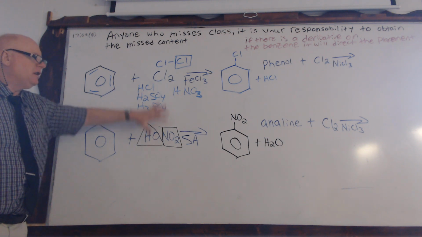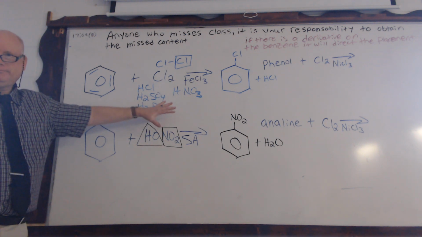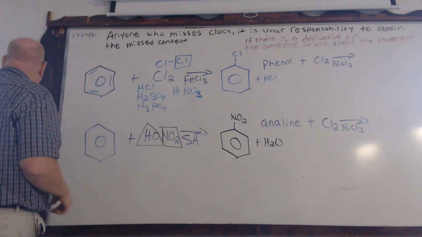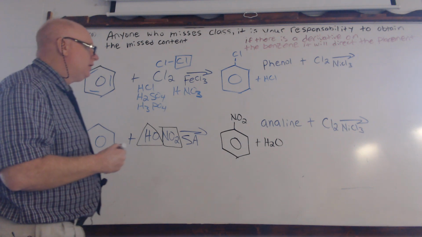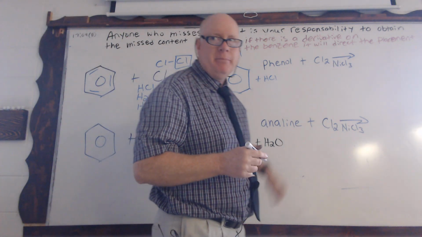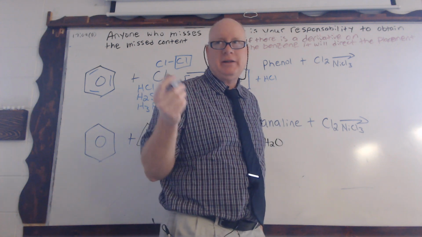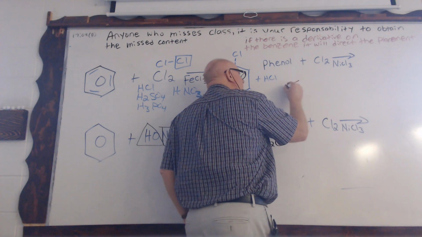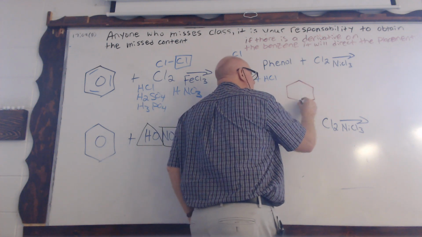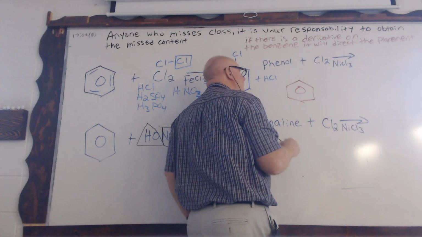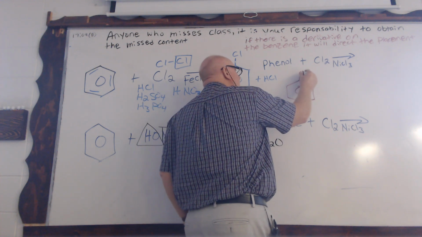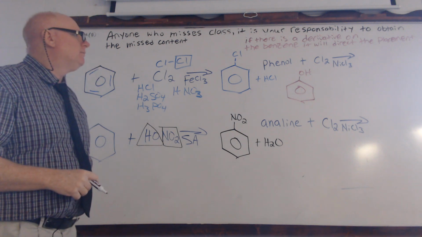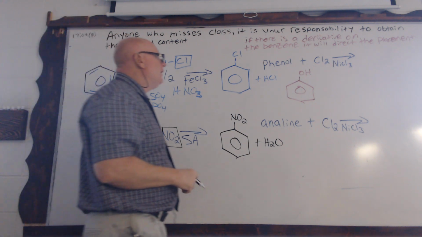Any questions on these two so far? We're good? Okay. So now, what is phenol? If we had to draw phenol, what would that be? That's a common name. It's also hydroxybenzene. Okay? So that means we've got our six-sided figure of benzene, and then we've got an OH group on there. Okay? And we are chlorinating that.